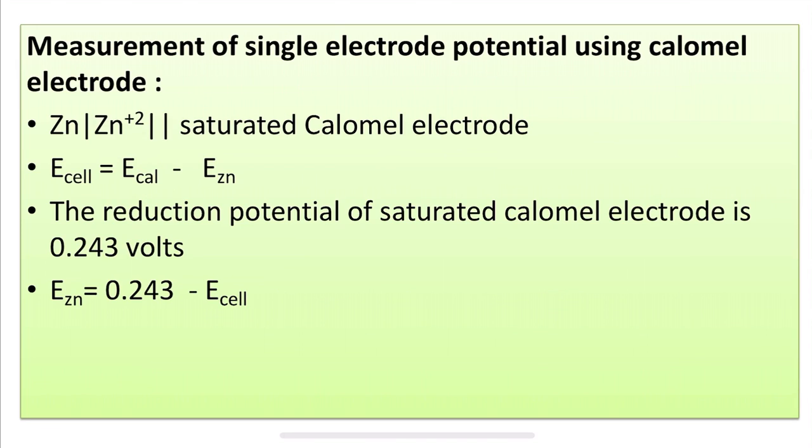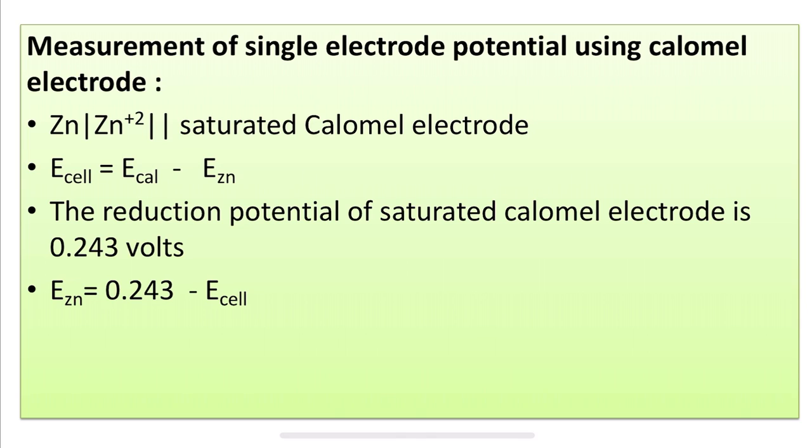So next is the measurement of single electrode potential using the calomel electrode. As an example, let us consider the determination of the reduction potential of the zinc electrode using the calomel electrode as the reference electrode. So here I have used the calomel electrode as the reference electrode, and I am going to measure the electrode potential of the zinc electrode by using it. First, the zinc electrode is connected to a saturated calomel electrode using a salt bridge to form a cell.